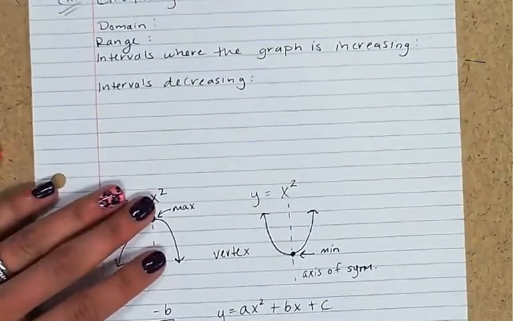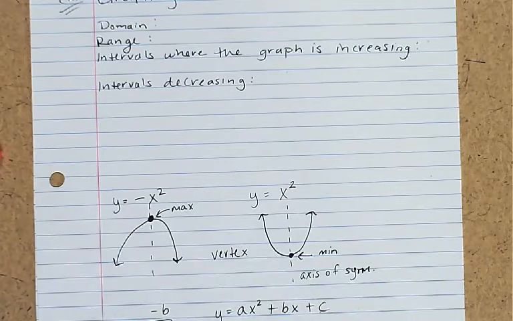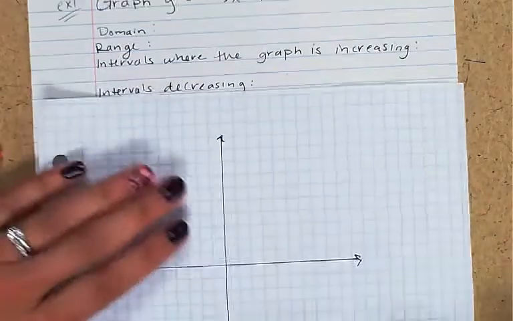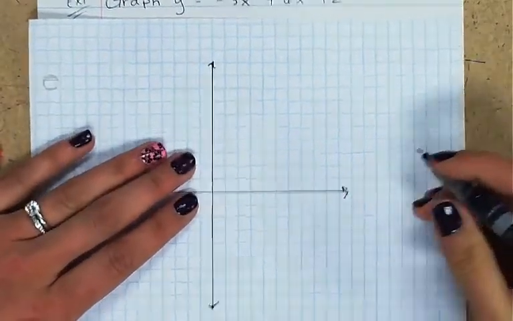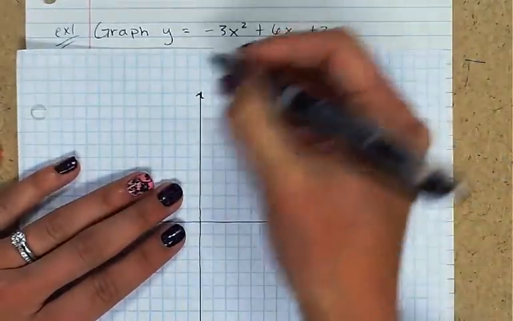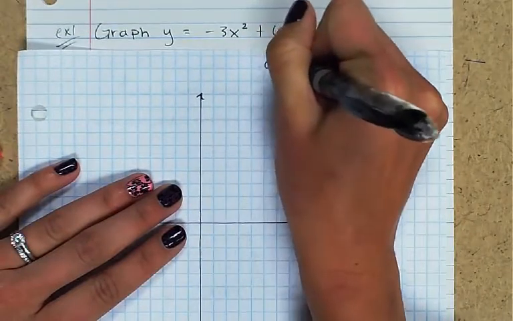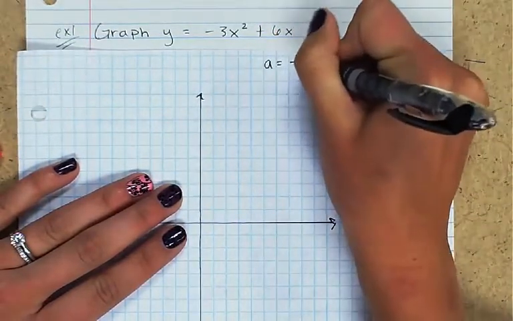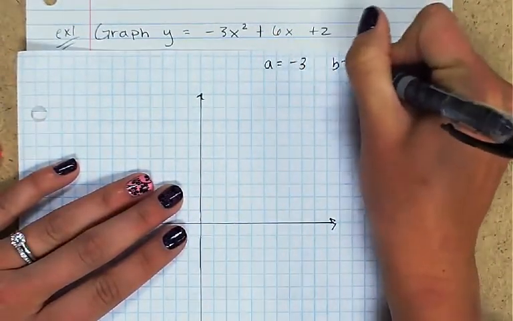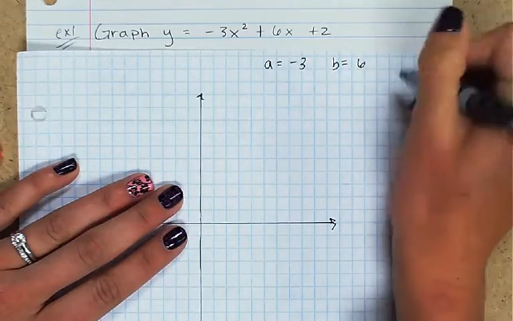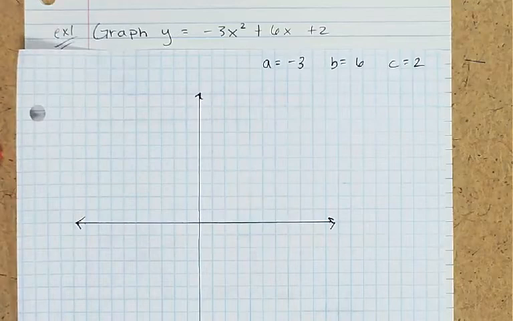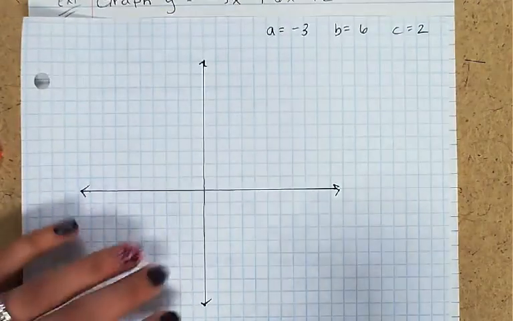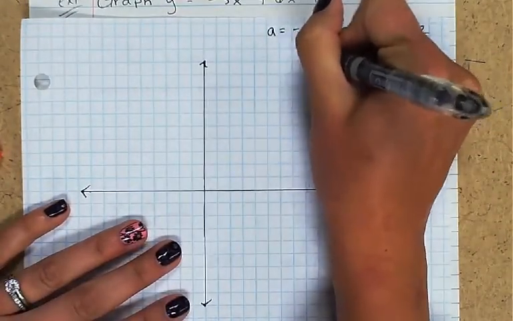So for ours, if we get started here, we're going to graph y equals negative 3x squared plus 6x plus 2. So for ours, the number in front of x squared, a, is negative 3. The number in front of the plain x is 6, so that's b. And then our constant is 2, the number with no variable on it. So again, we're going to use the expression negative b over 2a.